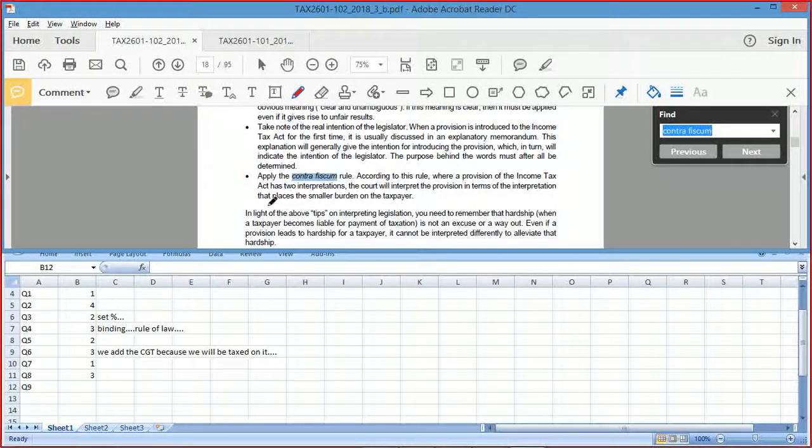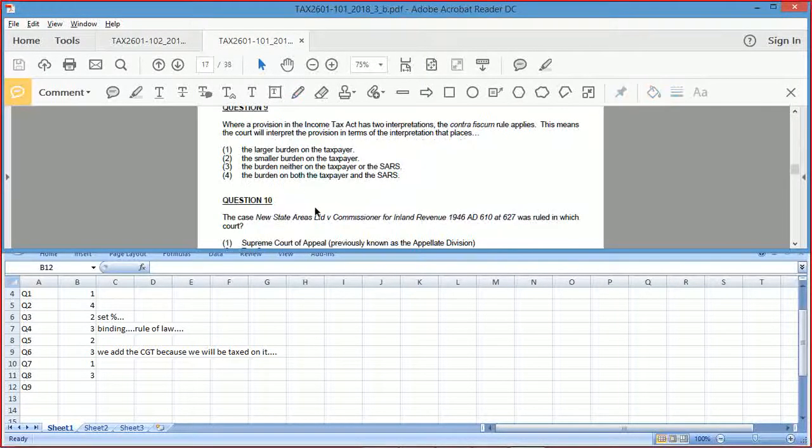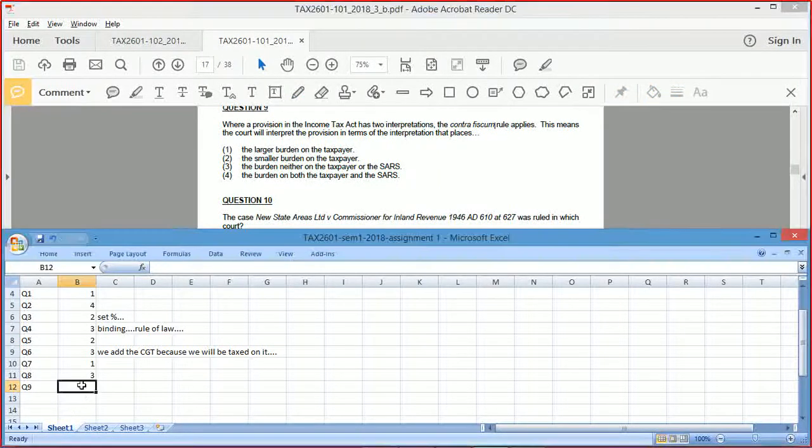There's that burden of proof stuff. So this is applicable to who? To the taxpayer. The smallest burden of proof on the taxpayer. Okay, 10.